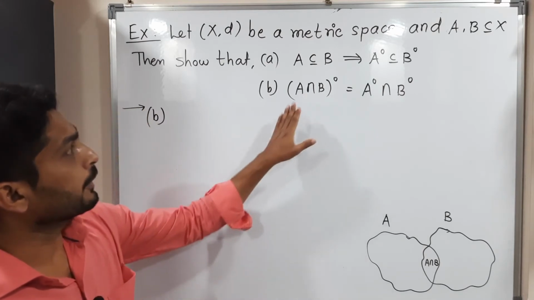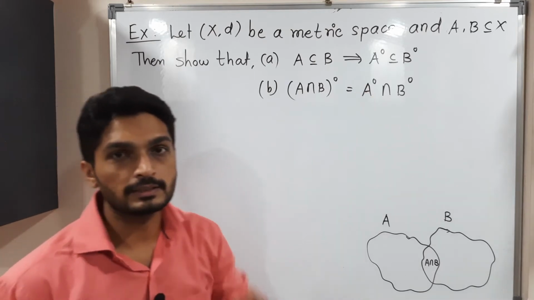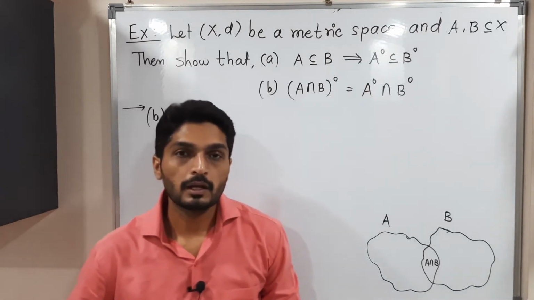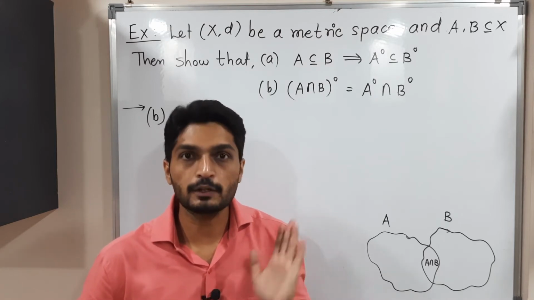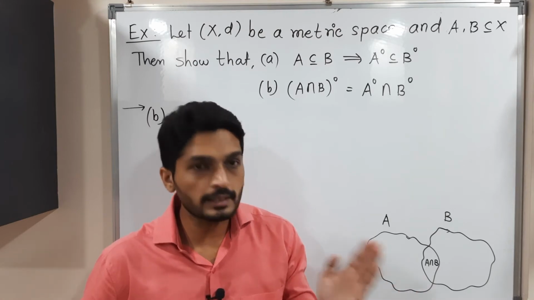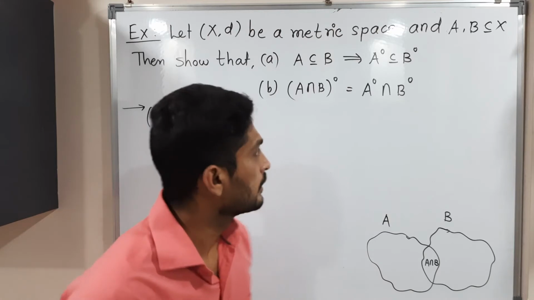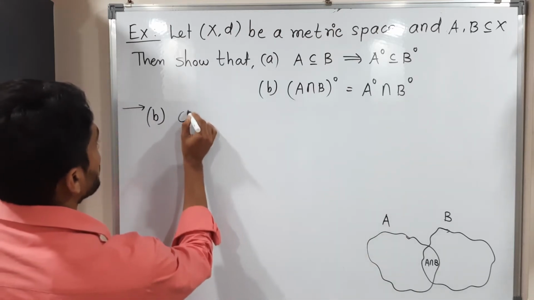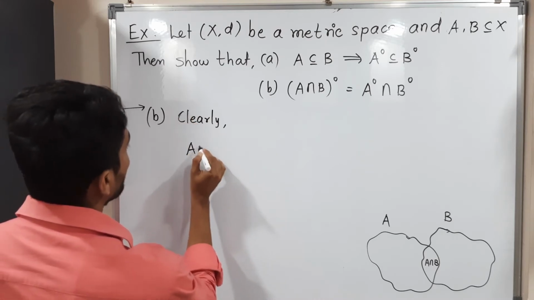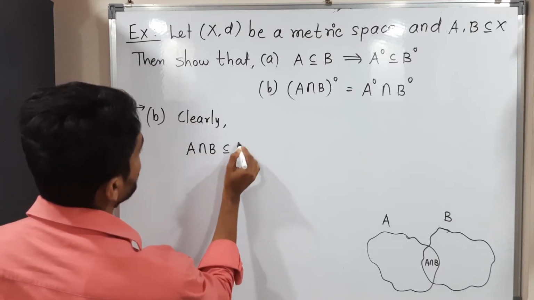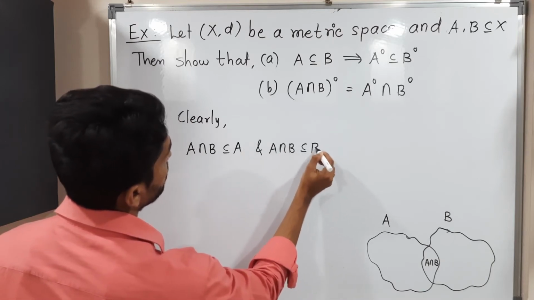See what we have to prove: (A intersection B) interior is equal to A interior intersection B interior. How to prove two sets are equal? First we prove the first set is a subset of the second. After that we prove the second set is a subset of the first. Then we can declare both of them are equal, right? So I will follow the same technique. Clearly, we can write one thing: A intersection B is a subset of A, and A intersection B is a subset of B.